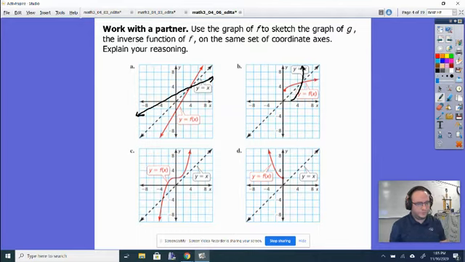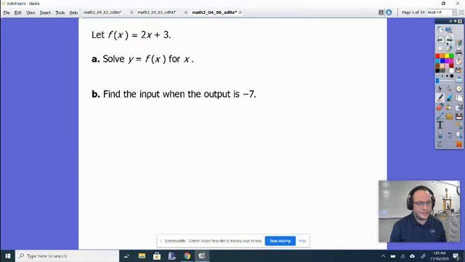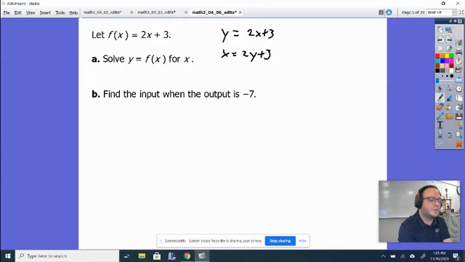Okay, now, how do we actually do this? That's the important part here. So first thing we need to do is switch the variables. What we're going to do is start with y equals 2x plus 3. I'm going to switch x and y. That's all I'm going to do. I'm just going to change where x is. I'm going to put a y. Where y is, I'm going to put an x. So x equals 2y plus 3. And then I'm going to solve for y.